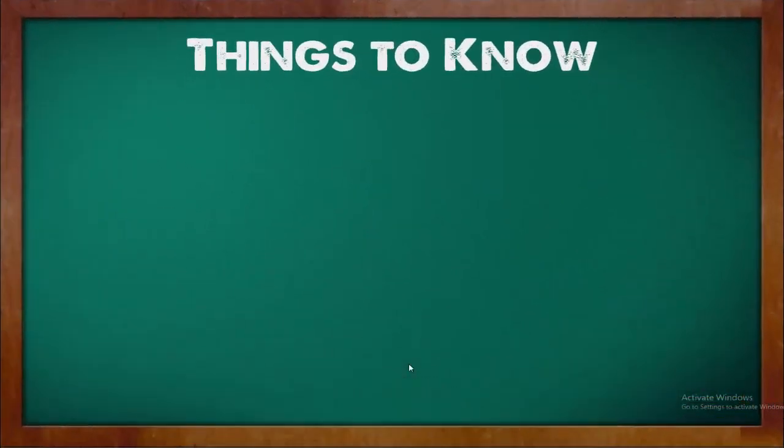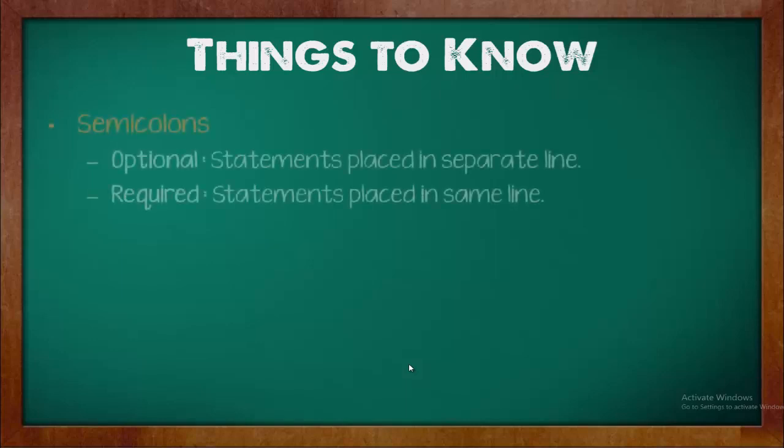So before starting writing the program in JavaScript, you need to know some of the things. The first one is semicolons. As we know, semicolon is used for terminating a particular line. Yes, here also it's the same. But here we have two options, that is, when the semicolon is optional.